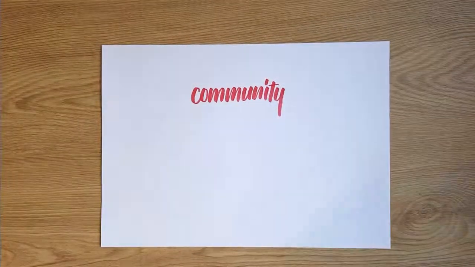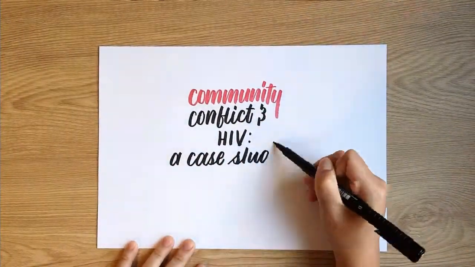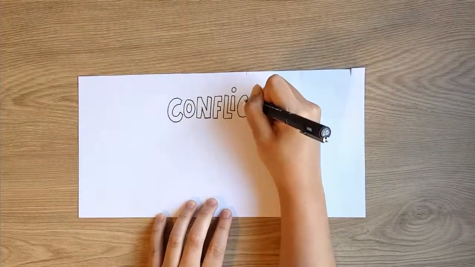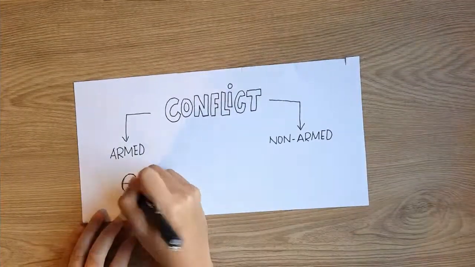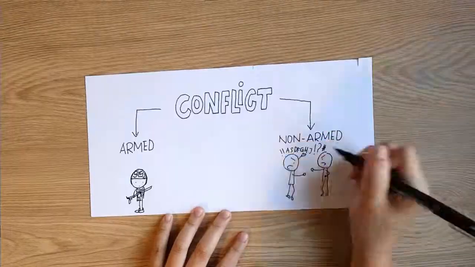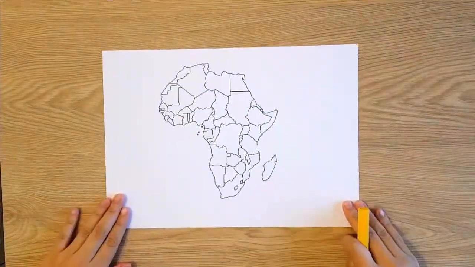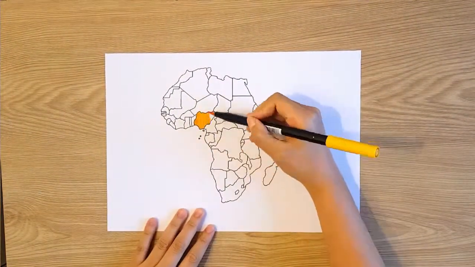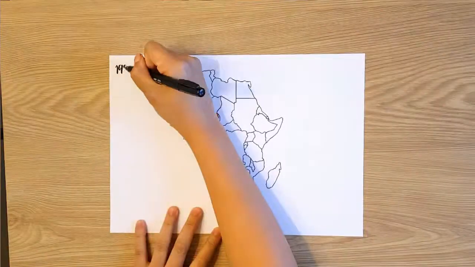Now we're going to look at a case study involving community conflict and HIV. Conflict can be subdivided into armed and non-armed conflict. Our case study focuses on non-armed conflict. In this case study, we look at an example of community conflict in rural Benue State in Nigeria.